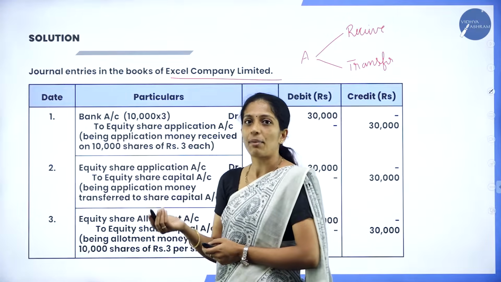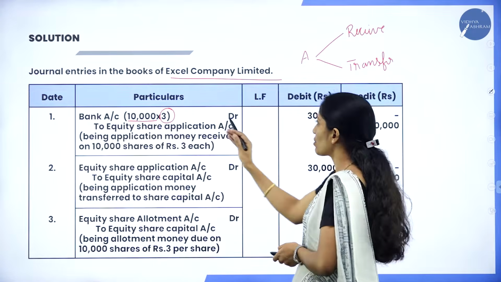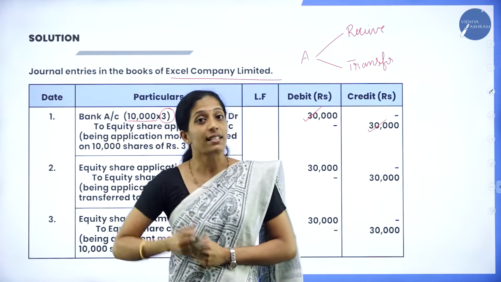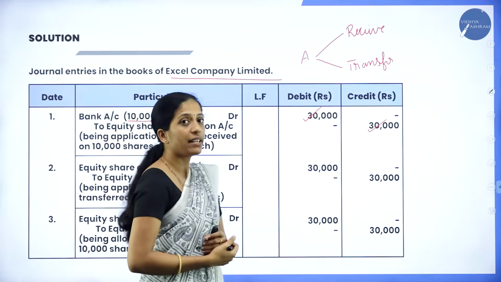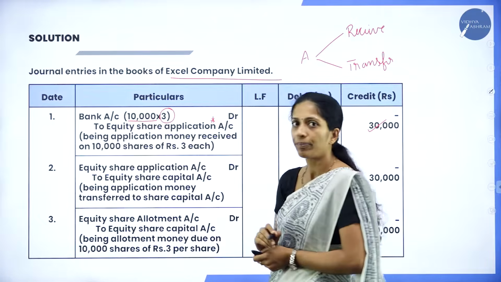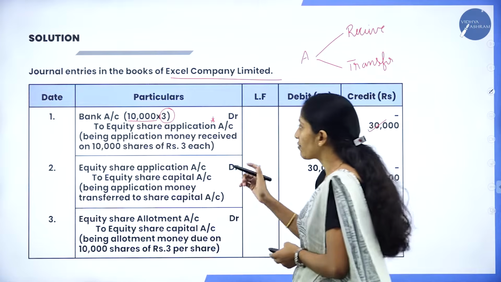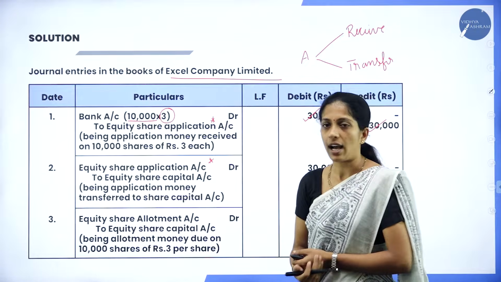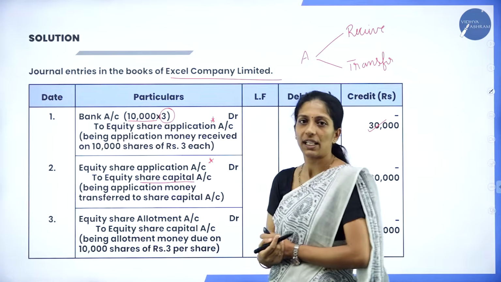Now, how to record the amount? 10,000 is the number of shares and the application money is how much? Rupees 3 each. 10,000 into 3, 30,000 in the debit side and 30,000 in the credit side. Now, the second entry is for what? Transfer the application money to the share capital account. So, what is the entry? In your first entry, what you have done with share application? You have credited. Now, you are going to transfer that application money to share capital. Correct? So, what you have to do? Debit the application account. Equity share application account debit to where you are going to transfer? To share capital account, to equity share capital account.